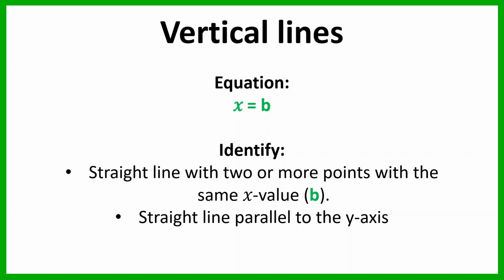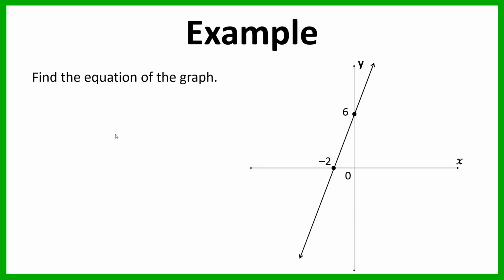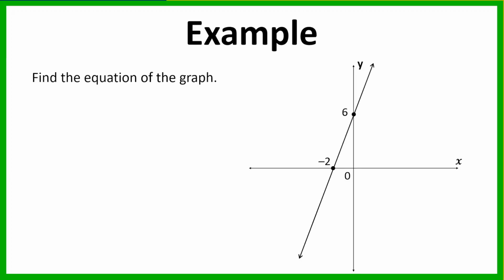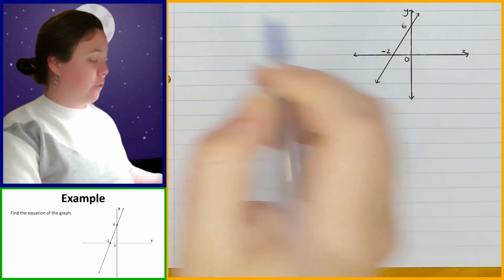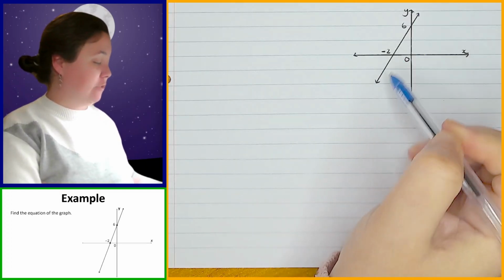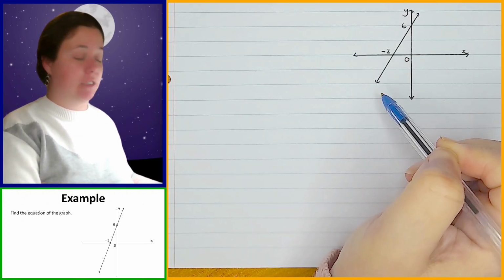Now let's go and have a look at an example where we're going to practice finding the equations of linear graphs. Okay, so in this question, we need to find the equation of this graph where we've been told that the y-intercept is 6 and the x-intercept is -2. Let's go and have a look at how we would do this question. So the first thing I need to do to find the equation of this graph is I need to find the gradient of the graph.